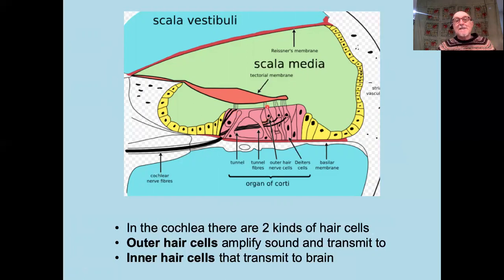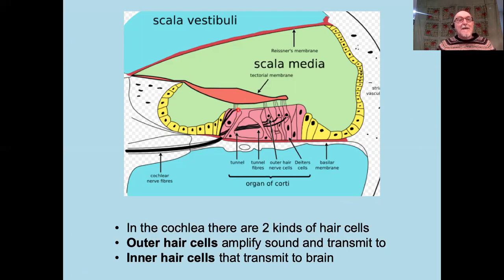The outer hair cells here are actually amplifiers. By the time the sound wave reaches the inner ear, it may actually be very diminished. It's passed through the membranes and the bones and the bone membranes and the fluid and everything. It may be very diminished, so it is amplified by the outer hair cells. The outer hair cells just amplify whatever is coming through.